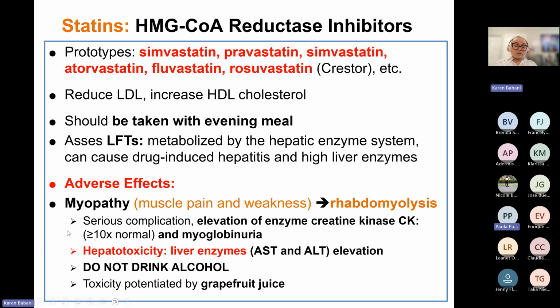If we said that this medication is hepatotoxic, just someone has a question? I think I heard someone.